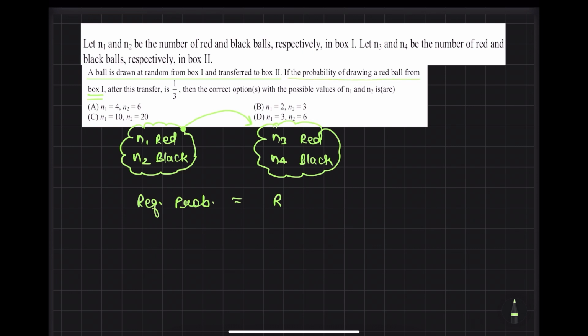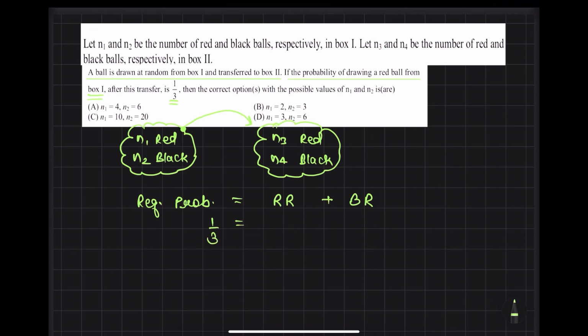If the probability of drawing a red ball from box 1, so again from box 1 you are having a red ball, so the second ball is red. So can we say that the first ball is red and again the second ball is also red? Okay, and then the first ball is black and the second ball is red. Can I say this thing? Now look at this. Already they have given you that the probability is 1 by 3.